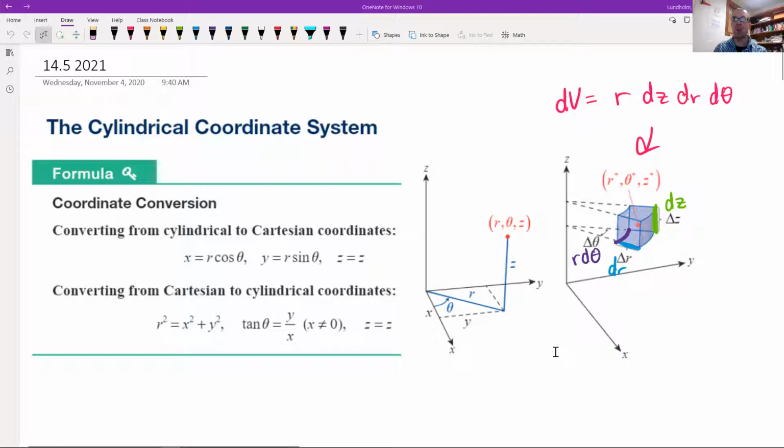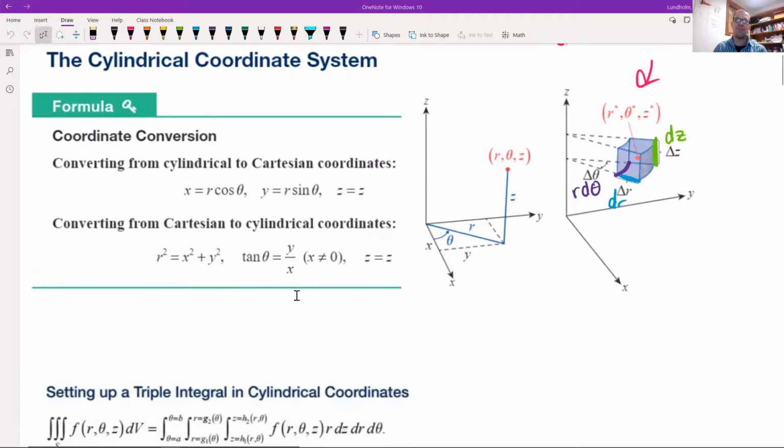So overall, the volume differential will be r dz dr d theta. And similar to the polar coordinate system, it's going to make sense for us to normally just do the integration in this order, with z being on the inside, the first one that we do, and then dr d theta. And that's just some stuff to remind you guys, to some extent at least.